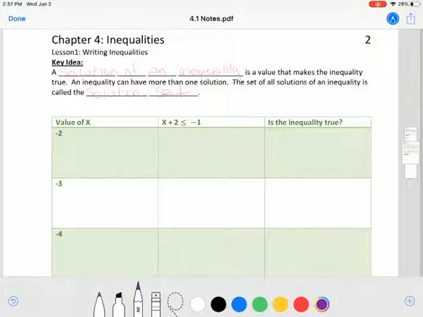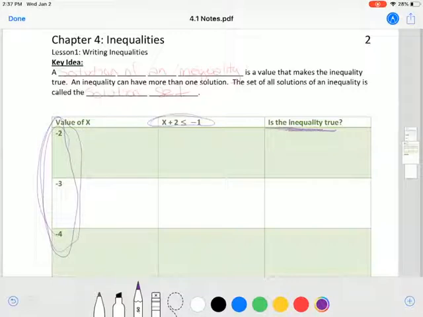So in this table here, it's telling us what our inequality is, and then it's giving us the value of x and asking us to plug in these numbers for x. And then finally it asks, is this inequality true? So for number 1, it says x plus 2 is less than or equal to -1. And right here it's telling us to plug in -2 for x. So let's write this out. -2 plus 2 is less than or equal to -1.